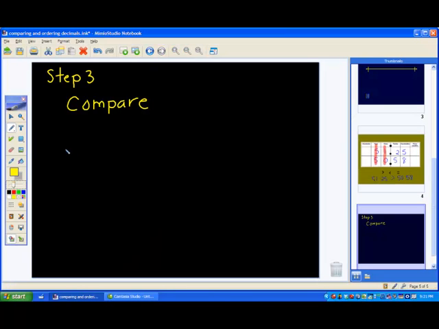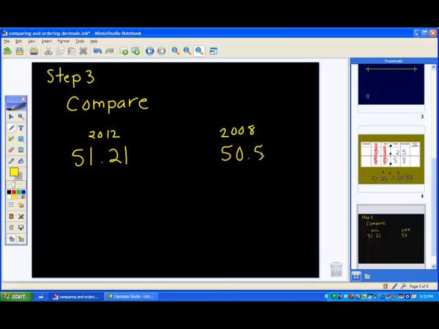In 2012, he did the exact same race, the 100 meter, in 51.21 seconds, or we could say 51 and 21 hundredths of a second. And we'll compare it back. This was in 2012, the one that just happened, the 100 meter. And in 2008, back in Beijing, he did it in 50.58 seconds, or 50 and 58 hundredths of a second. So we're going to compare those two.